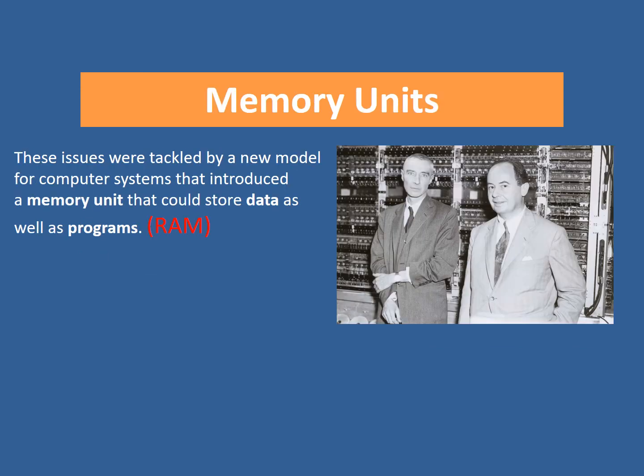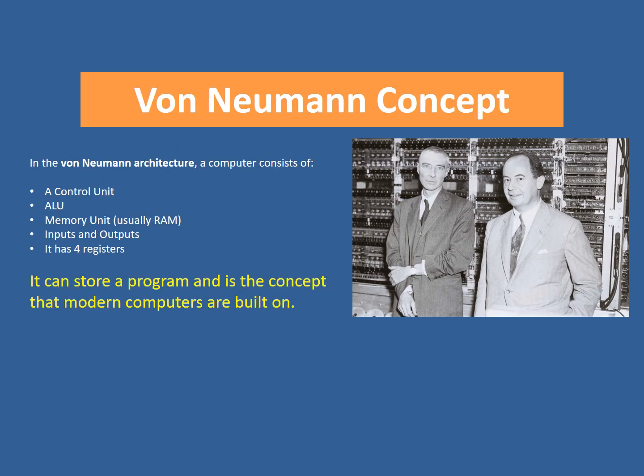So John von Neumann's concept is that you should have memory. So you could store data as well as programs, so you don't have to keep reprogramming them. This means you'd use memory such as RAM, random access memory. So you should be thinking about the right hand side of that box now.